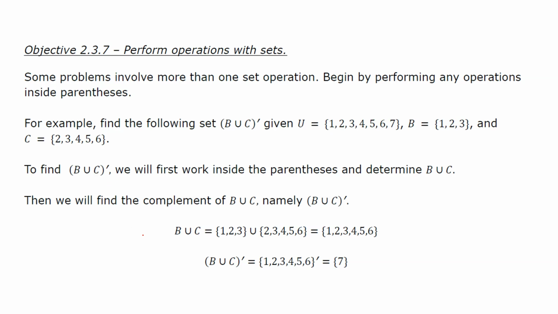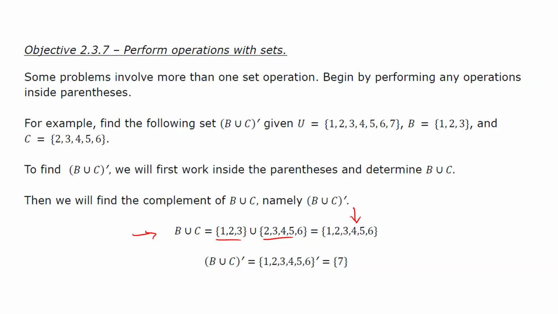To find B union C, we first list out set B and then set C. Since it's a union, we want all the elements that are in set B together with all the elements that are in set C, which gives us 1, 2, 3, 4, 5, 6. Now we have B union C.